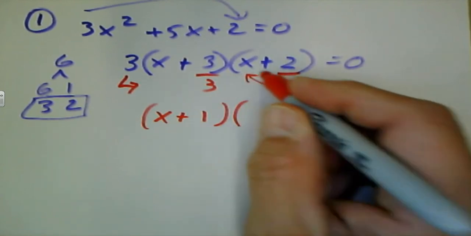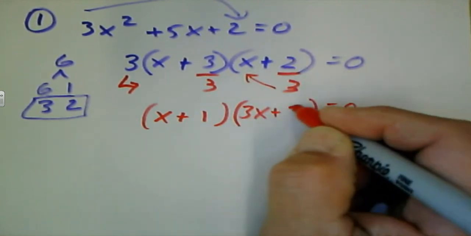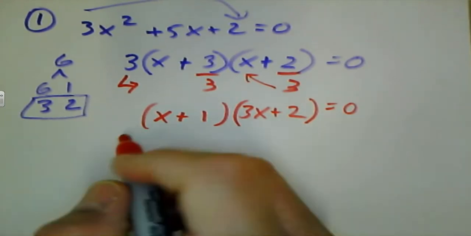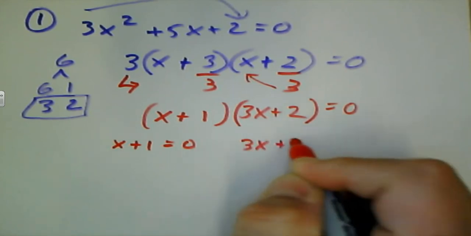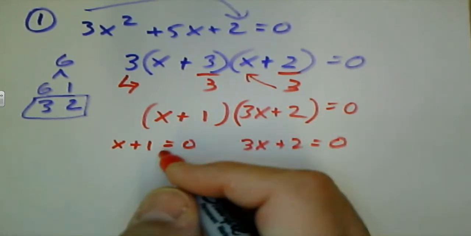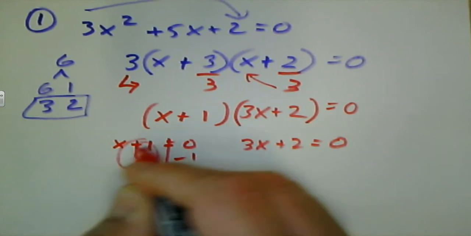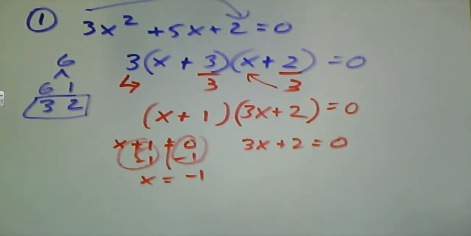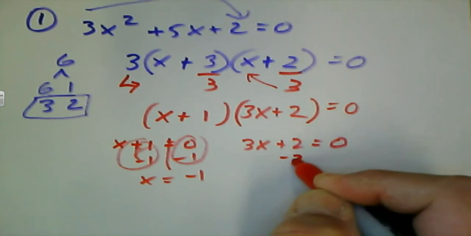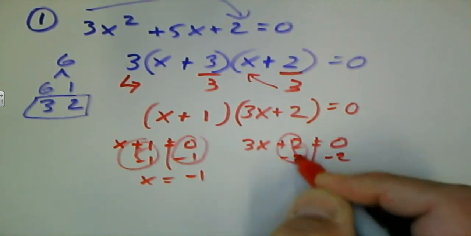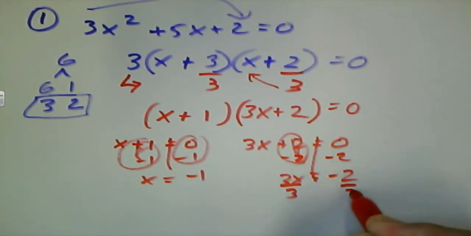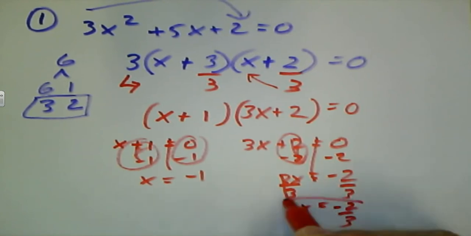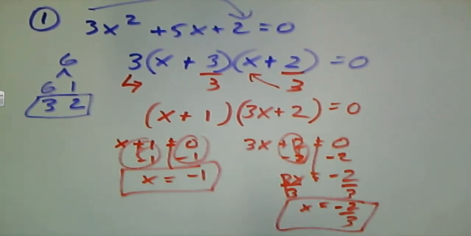So we put the 3 back in front of the x and the 2. We do the same thing. Subtract 1. X equals -1. We subtract 2 from both sides of the equation. 2's are gone. We have 3x equals -2. We divide by 3. X equals -2 over 3. Now that's what's on your sheet.